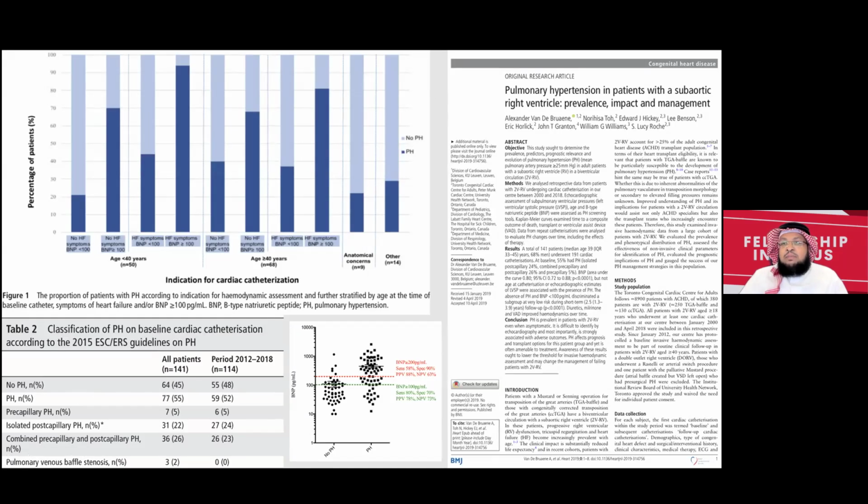The pathophysiology of their pulmonary hypertension is like group 2 in the pulmonary hypertension classification. So we need to detect them early and send them for heart transplant rather than heart and lung transplant.